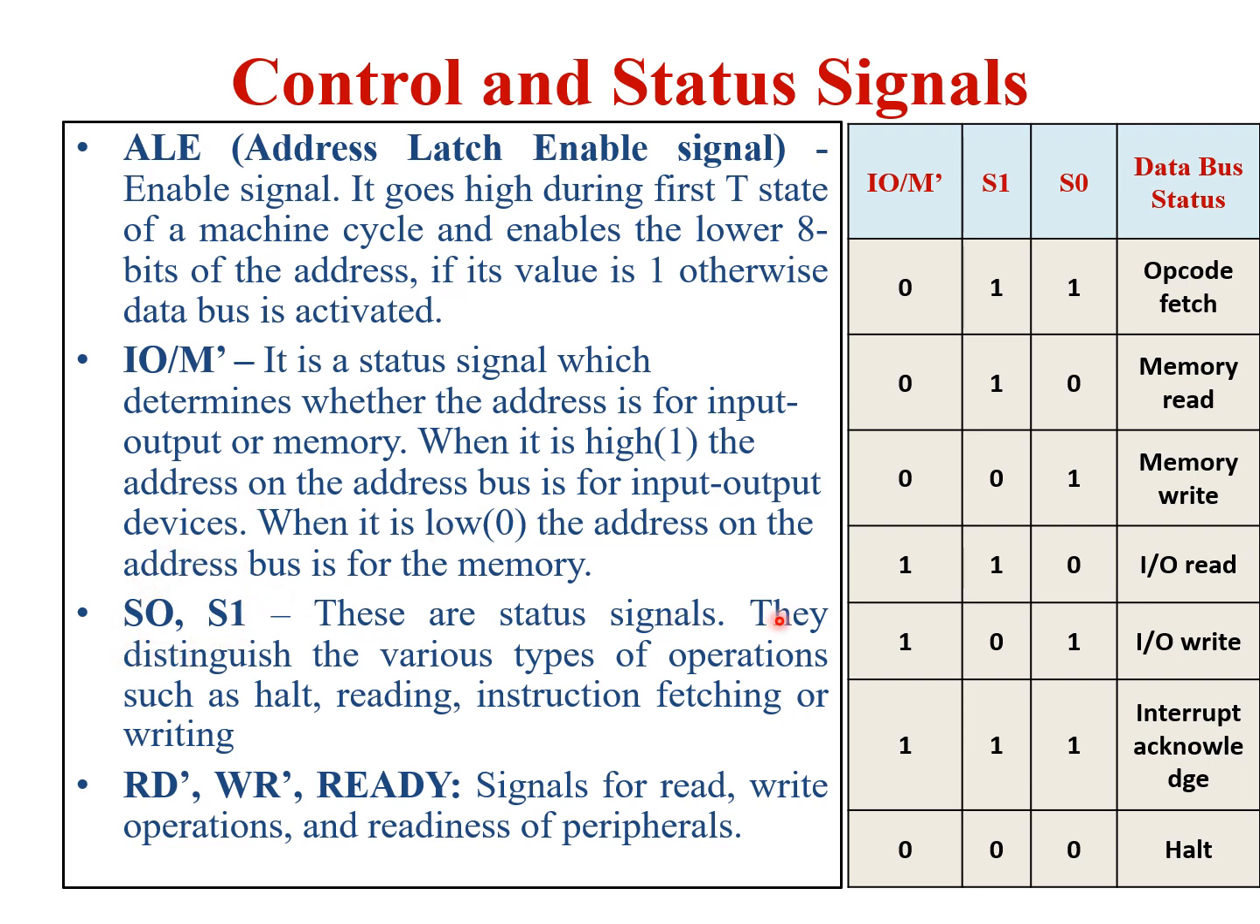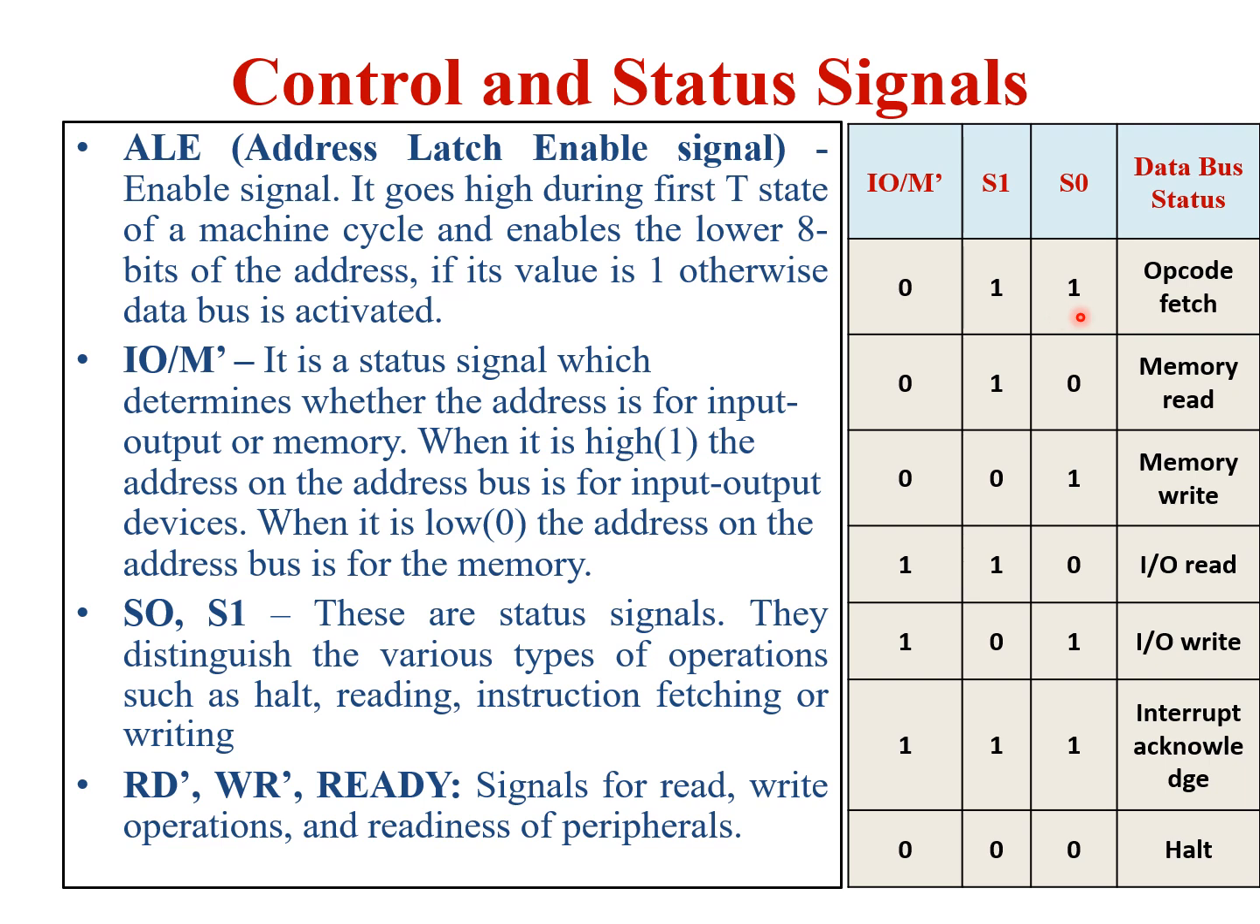These two are status signal pins. They represent various operations performed by the microprocessor, whether it is reading, fetching, writing or halting. So we can see the operations in the right hand side table. Here the first column denotes whether it is communicating with the memory or IO. Then the next two columns represent the signals of the S1 and S0 pins.